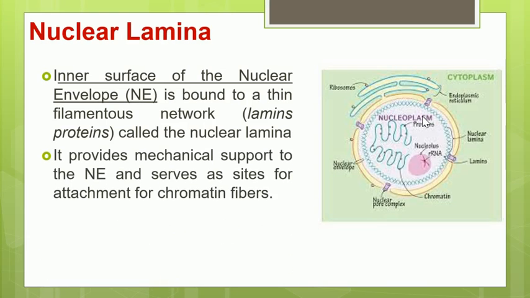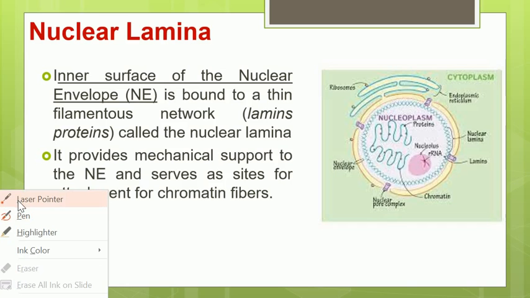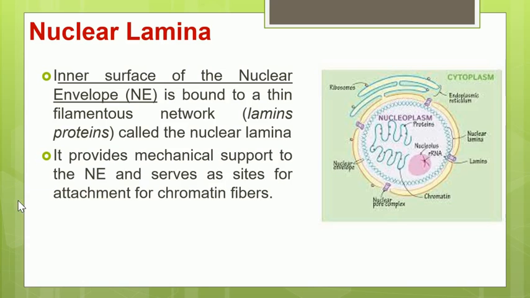What is the function of this nuclear lamina? It basically provides mechanical support to the nuclear envelope and also it functions as a site for the attachment of chromatin fibers. So this is a very important part which serves as an attachment site to the chromatin fibers. We know that inside the nucleus the DNA is present in a highly condensed form that is known as chromatin, and these chromatin fibers are attached with the help of this nuclear lamina.